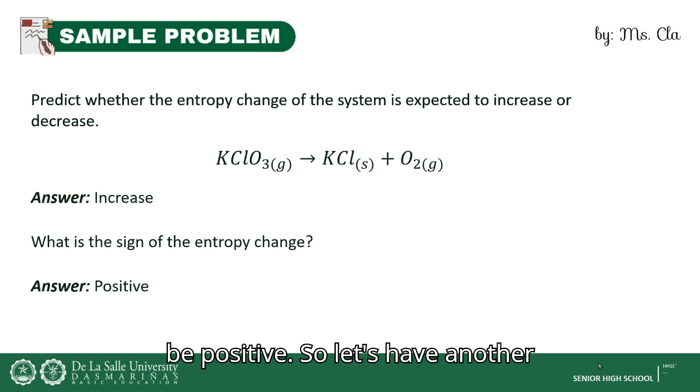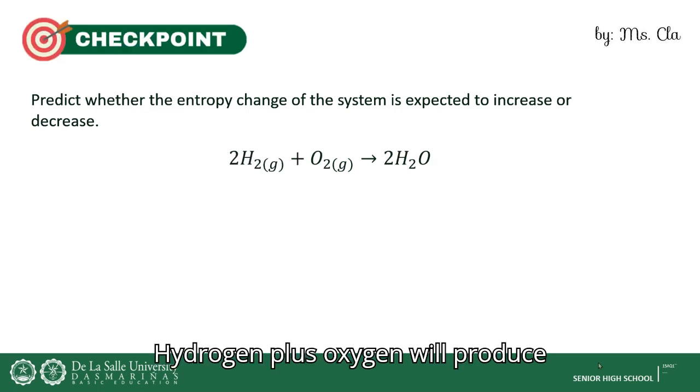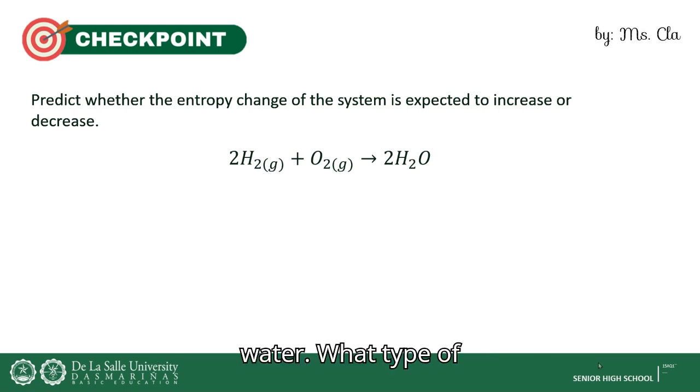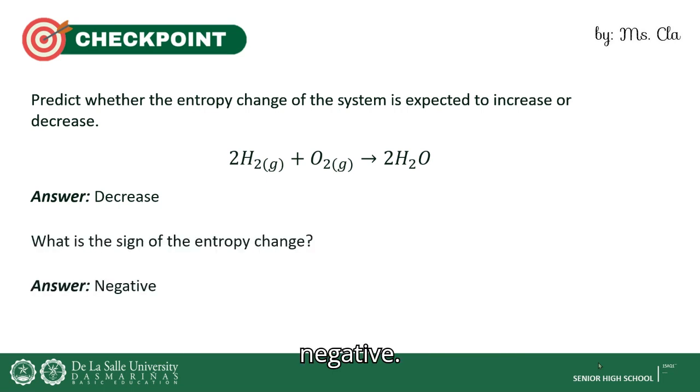So let's have another example. We have here hydrogen plus oxygen will produce water. What type of reaction is this? This is a synthesis reaction. If we are synthesizing a product or a compound, we have decreasing entropy. And if it is decreasing, the sign will be negative.